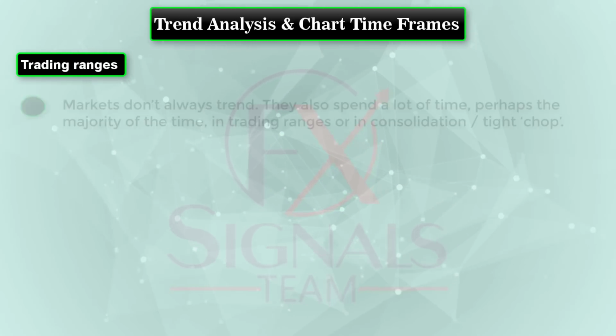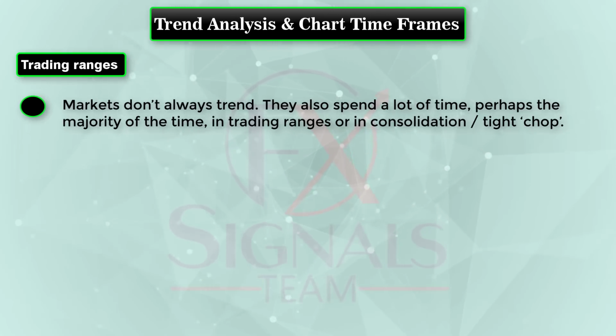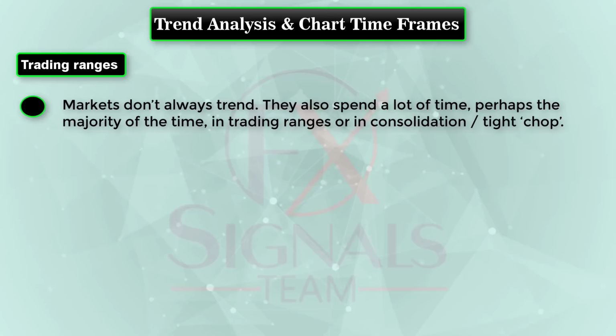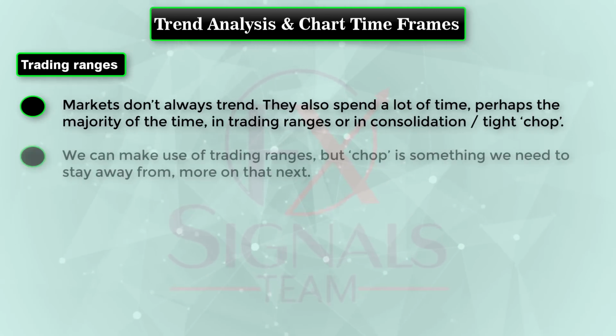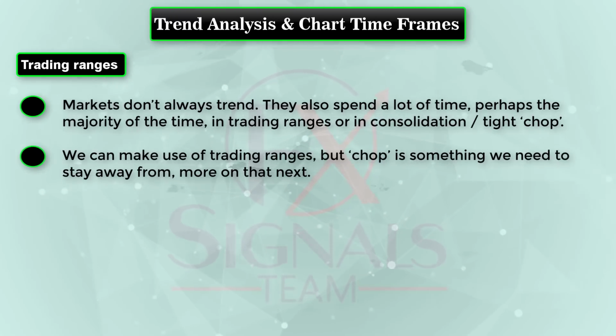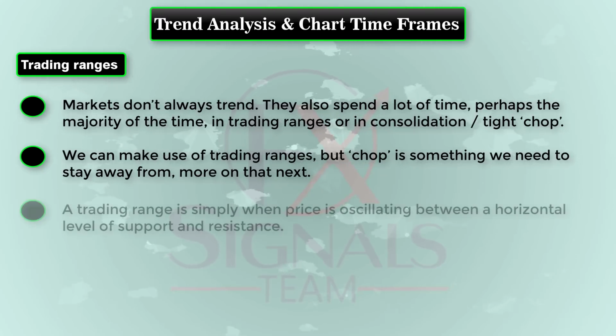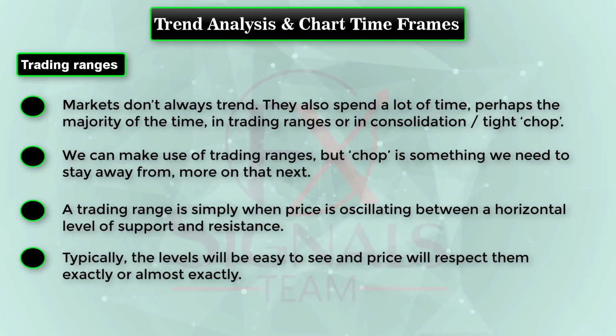Trading ranges. Markets do not always trend. They also spend a lot of time, perhaps the majority of the time, in trading ranges or in consolidation or tight chop. We can make use of trading ranges, but chop is something we need to stay away from. More on that next. A trading range is simply when price is oscillating between a horizontal level of support and resistance. Typically, the levels will be easy to see and price will respect them exactly or almost exactly.